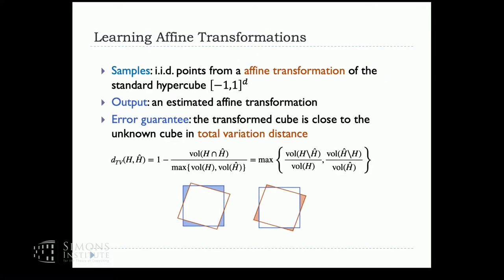And so this is the problem, learning an affine transformation. You see IID points, and you want to output an estimated affine transformation. And your goal is to minimize the total variation distance, let's say. You could ask for parameter recovery: you want to find A so that the error between A and whatever A you get is small in some norm, and so on. But this is going to be an even stronger requirement. Basically, if you applied your transformation and you looked at the cube you say the original was versus the cube that's the true one, the difference should be at most an epsilon fraction.